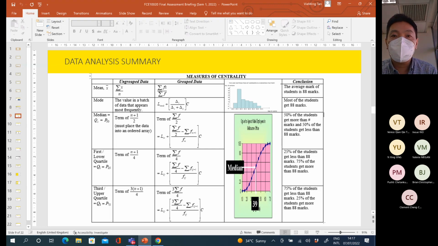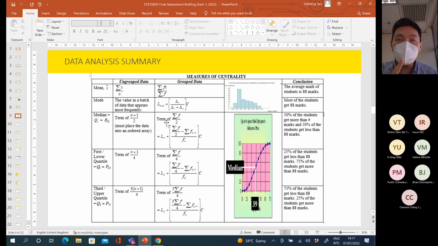Ungrouped data means the raw data that has not been classified into classes. If that's the case, to identify the location of the median, you have to use the formula (n + 1) / 2, the plus 1 being for ungrouped data. On the other hand, to identify the location of the median for grouped data, you need to use total f divided by 2. So the formula to identify the location of the median is different for ungrouped and grouped data.